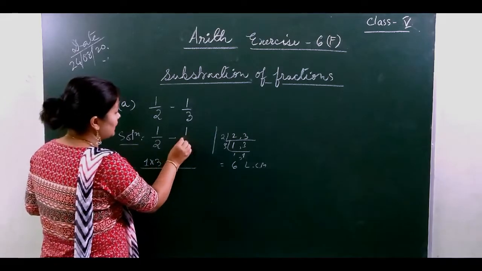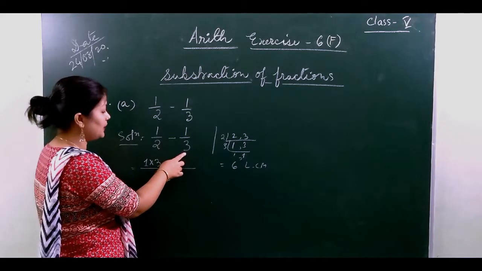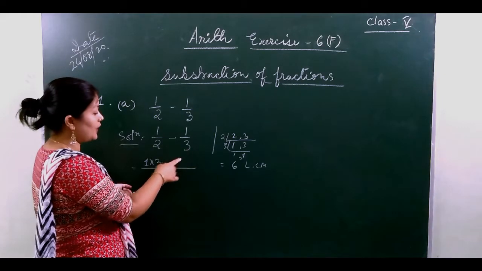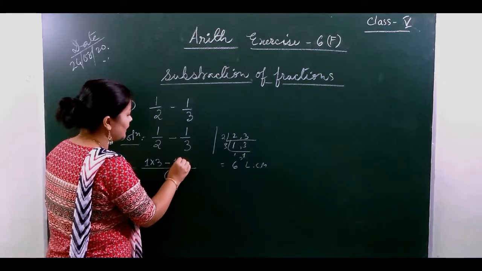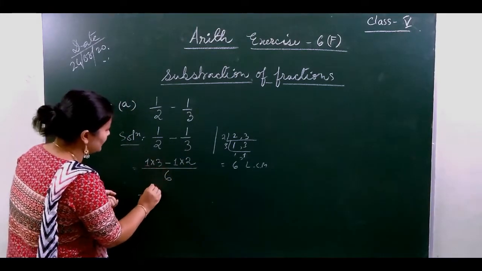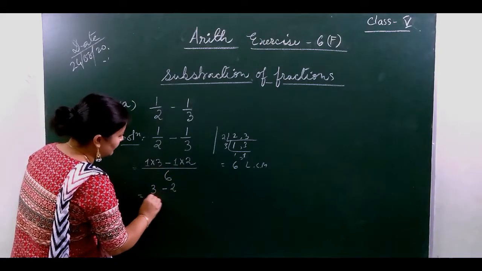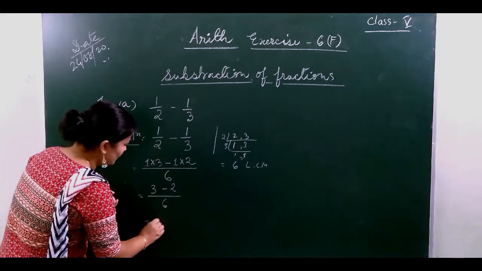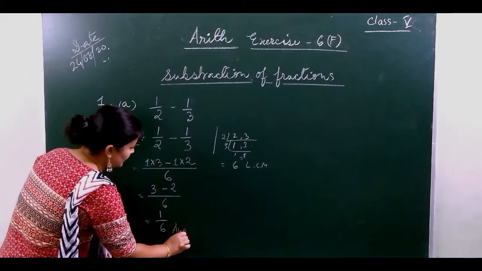Here the denominator is 3. With this 3, what are we going to multiply to get 6? We have to multiply 2. 3 2 times 6. That 2 we are going to multiply with this numerator. 1 into 2. So 3 minus 2 divided by 6. From 3, if you minus 2, we get 1. So the answer is 1 by 6.